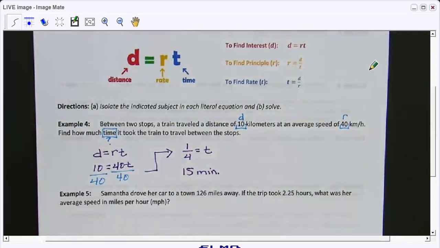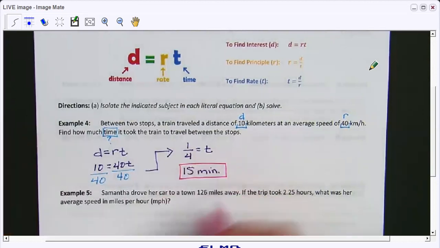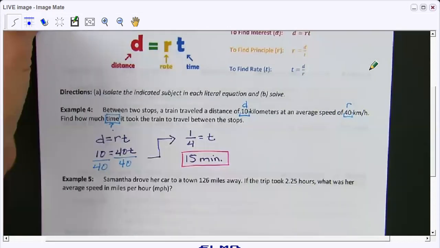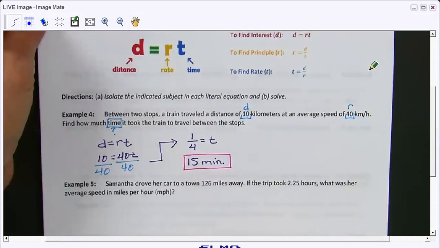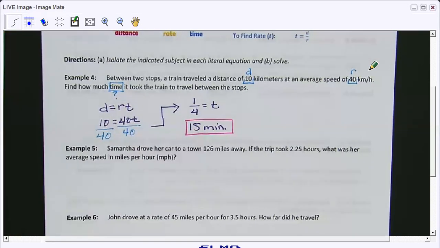Now, when we are dealing with word problems, you don't just end with 1/4 equals T. You have to put the unit there. And in this case, the unit is minutes. So I put 15 minutes. And I don't put 1/4 minutes. That's not how we tell time.